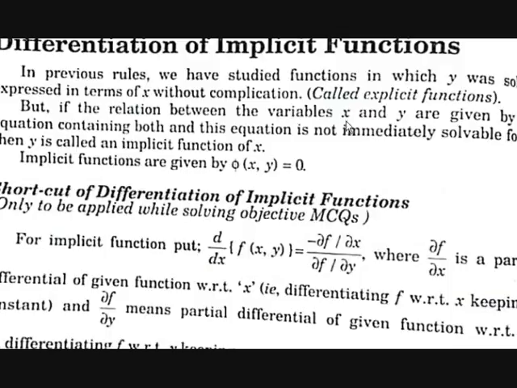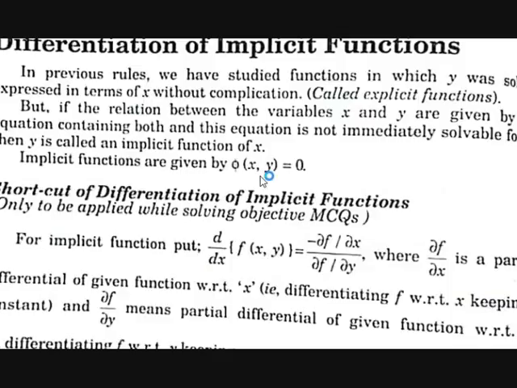The relation between variables x and y is given by an equation that should contain both x and y, and that equation should not be immediately solvable for y, meaning it should not be easy to solve for y. Such a function is called an implicit function of x. Now how to represent them? It is represented by phi or f of x comma y is equal to 0. f of x comma y is a function in both x and y. It has two variables.